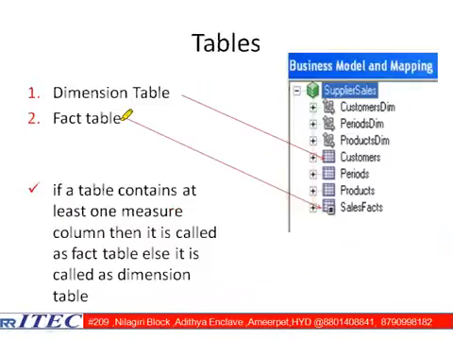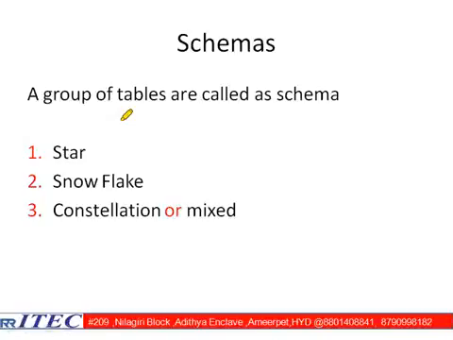You people understand we have two types of tables. One is dimension table, second is fact table. If I have at least one measure column, then it is called a fact table, else it is called a dimension table. Next point, schema.